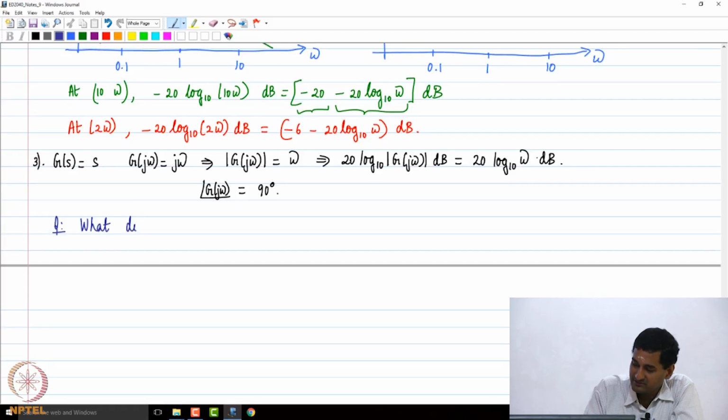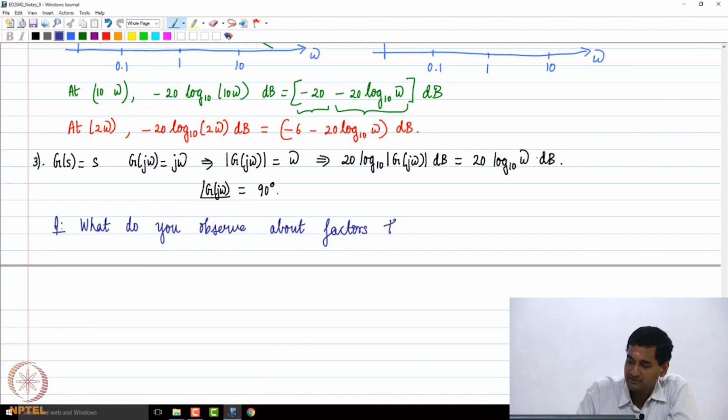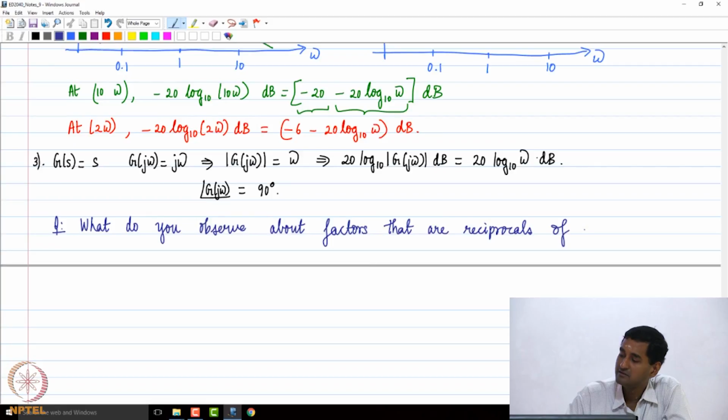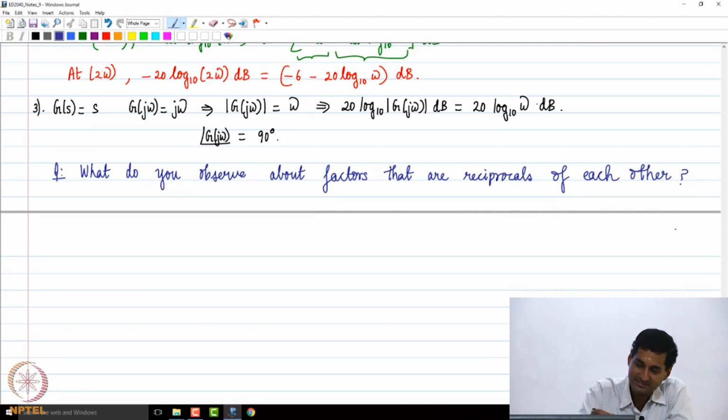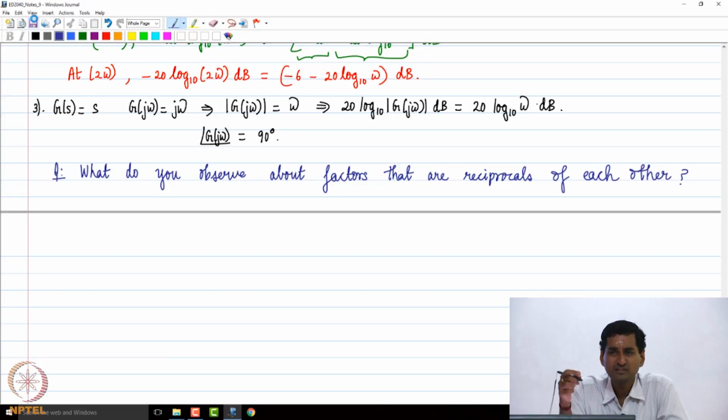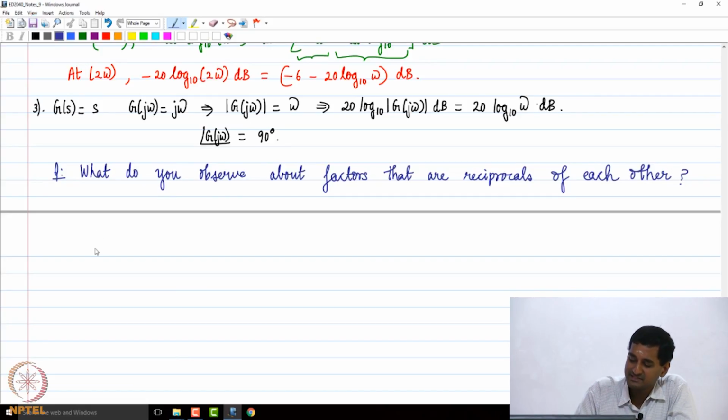what do you observe about factors that are reciprocals of each other? Okay, so that's a question which we just answered. I am just phrasing the question so that you remember that we discussed this. Just to basically convince ourselves that given any particular transfer function, we will be able to rewrite it in this manner.